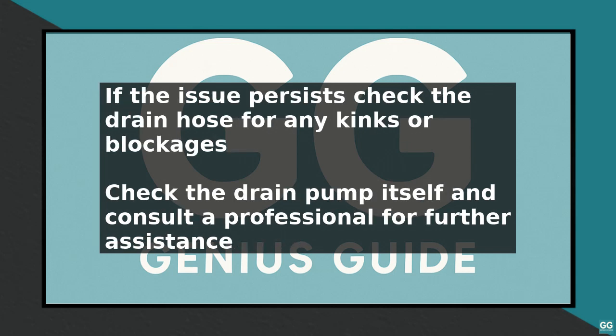Regular maintenance, such as cleaning the drain pump filter every 1 to 3 months, can help prevent this error code from occurring in the future. By following these steps and taking preventative measures, you can resolve the Samsung washing machine 5C error code and ensure your machine runs efficiently. Remember to always refer to your user manual for specific instructions and guidelines for your particular model.